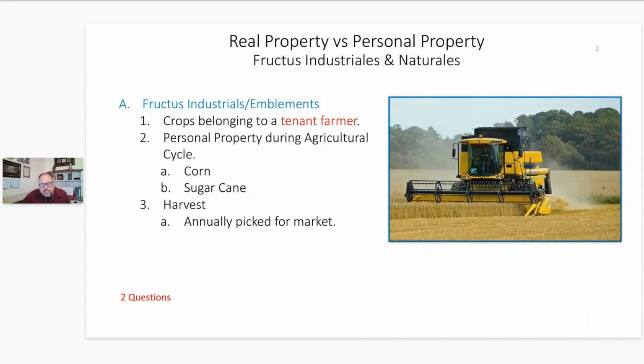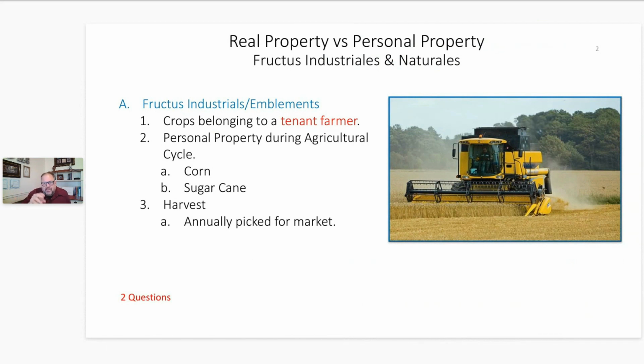All right, first thing we're going to talk about is real property versus personal property. Again, this is a common law concept that we're dealing with, and this is the scientific term: fructus industrials versus fructus naturals. Okay, those are the scientific words. You may see those terminologies on the state exam, you may not.